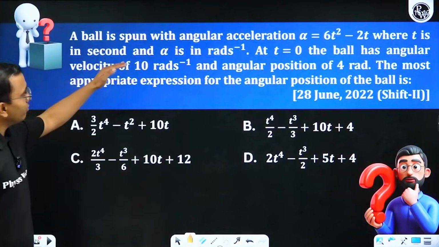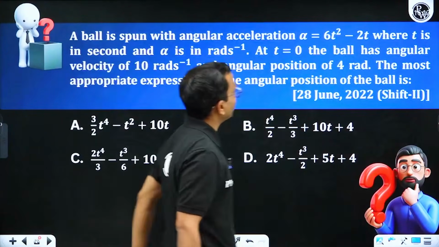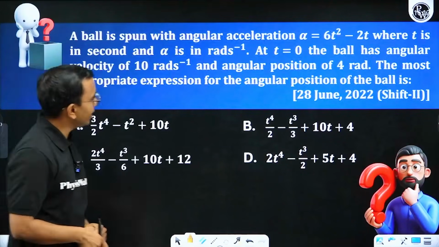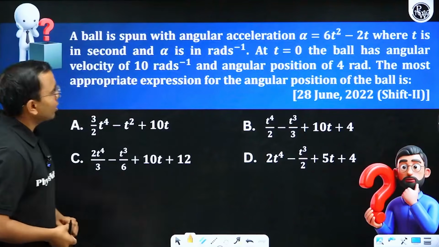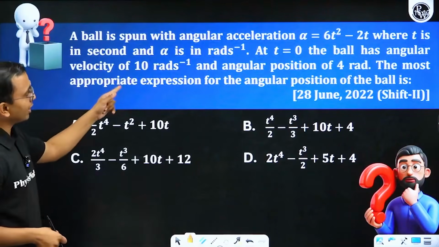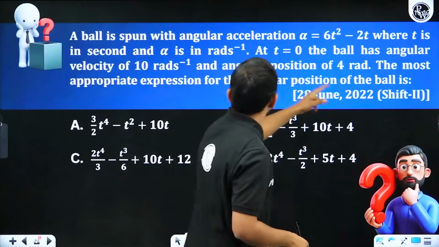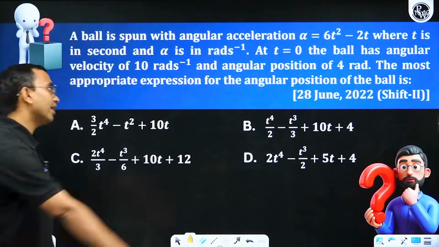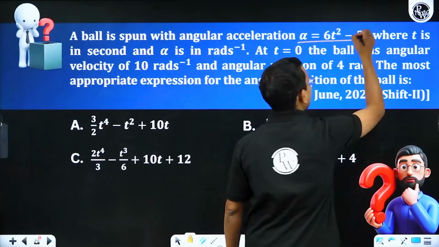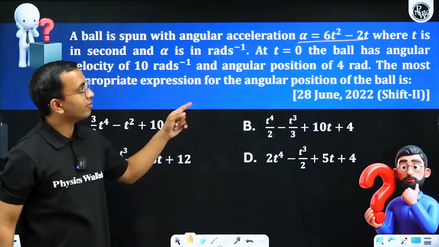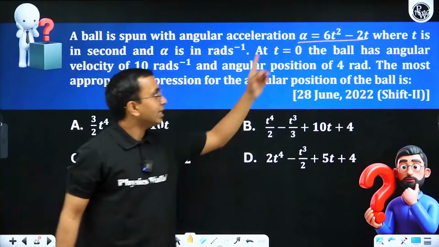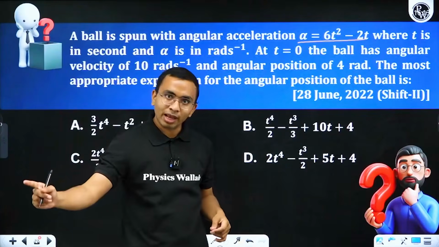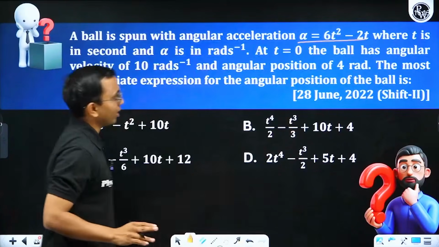A ball is spun with angular acceleration alpha that is 6t square minus 2t, where t is in seconds and alpha is in radian per second square. At t equals 0, the ball has angular velocity 10 radian per second and angular position 4 radian. The most appropriate expression for the angular position of the ball is? Alpha is given, which means the angular acceleration is given, and we need to find the angular position. I'll integrate angular acceleration to find the angular velocity, then integrate angular velocity to find the angular position, and from there I'll get my answer.